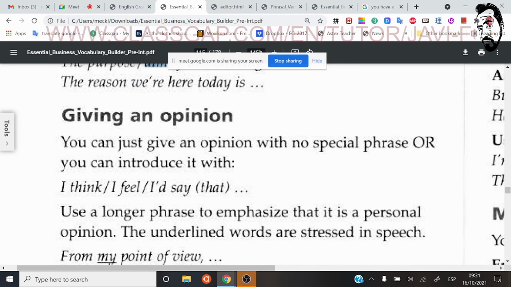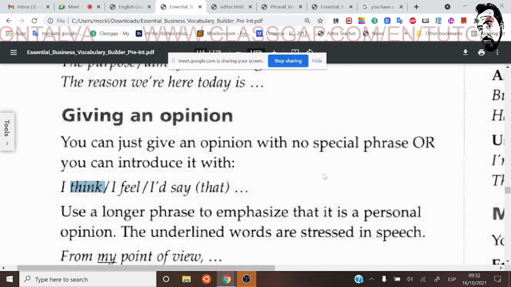Okay, so expression to give your opinion. Can you see the PDF? Yes, creo que esto te lo mandé ya. Esto me lo enviaste. Sí, el lunes, ¿no? El lunes creo. Sí.